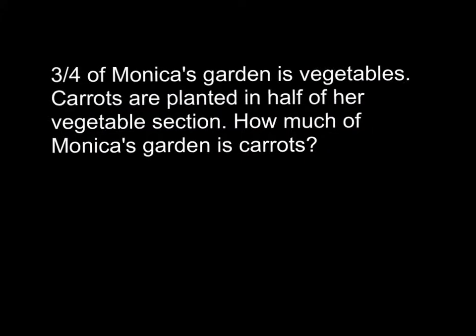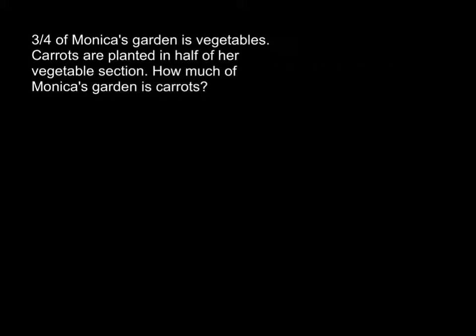3/4 of Monica's garden is vegetables. Carrots are planted in half of her vegetable section. How much of Monica's garden is carrots? Now, when we start this problem, we look at it, and if we try to put the sentence into an equation, we say that we are looking for half of 3/4. And remember that of is the same thing as multiplying, okay? Because half of her vegetable section is carrots, and 3/4 of her garden is vegetables. So we're looking at half of 3/4.